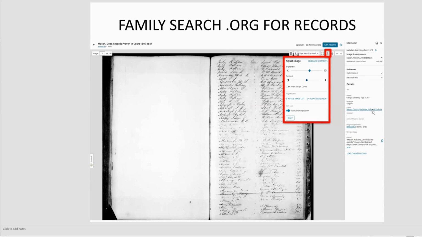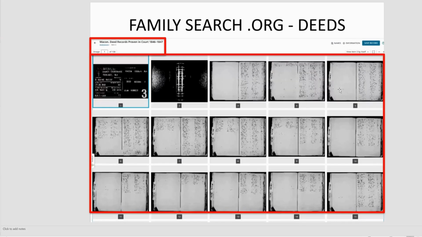So I do take the time to adjust the brightness because sometimes it looks dark, since these are camera images. So you can tweak the brightness and the contrast. And this is a deed. Deeds are the selling of slaves. No one died, but the slaves were sold or gifted to family members.